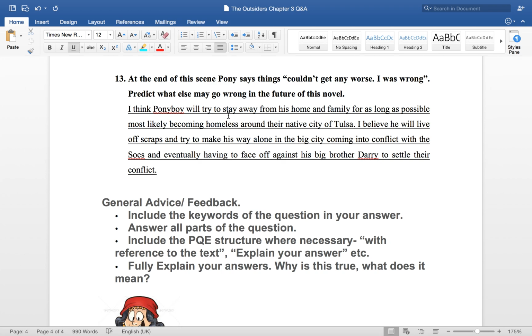I think Ponyboy will try to stay away from his home and family for as long as possible, most likely becoming homeless around their native city of Tulsa, Oklahoma. I believe he will live off scraps and try to make a way alone in the big city, coming into conflict with the Socs, and eventually having to face off against his big brother Derry to settle their conflict in a bloody rumble. That could be interesting. Maybe we should write that.